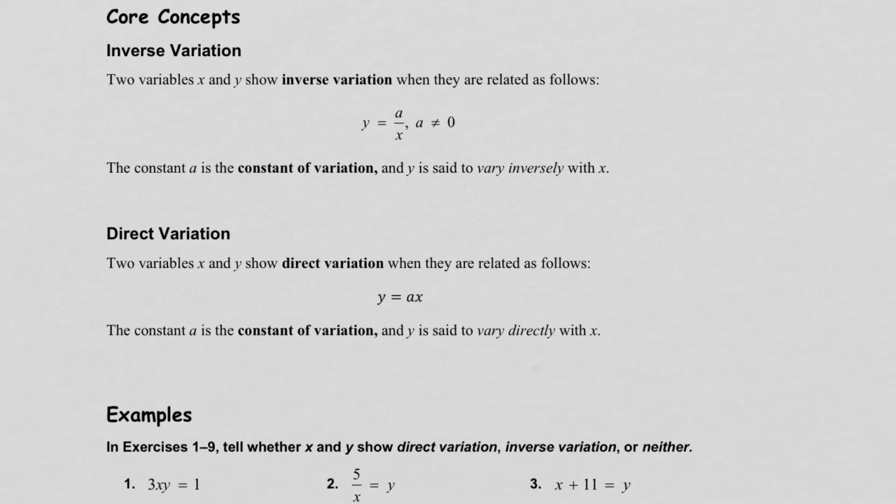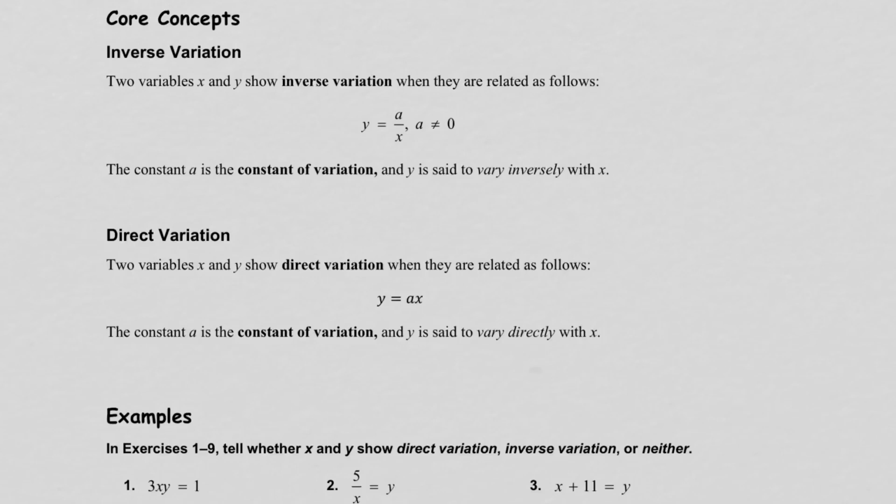Our core concepts that we're going to talk about are what we just said. Inverse variation: two variables, x and y, show inverse variation when they are related as follows. If you have the equation y equals a over x, and a cannot be 0, this a is a constant, and it is the constant of variation. Y is said to vary inversely with x.